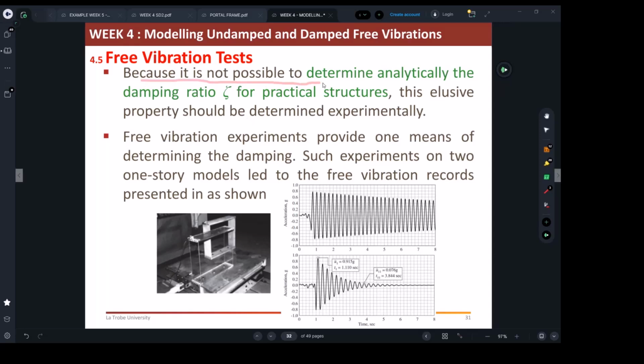It's not possible to determine damping ratios analytically for practical structures. If you have a building which was built 50 or 60 years ago, even if you have the original structural drawings, you can't assume all the columns are intact. Over time, when concrete ages, it gets stronger. So you can't just assume the concrete stays as it is.